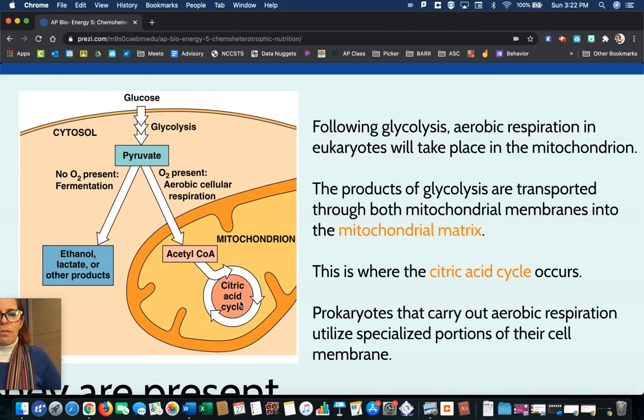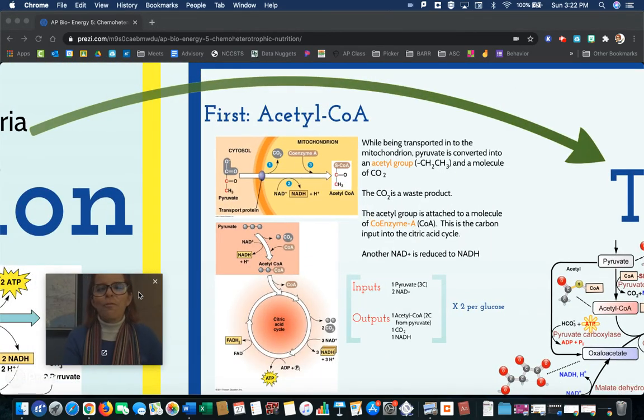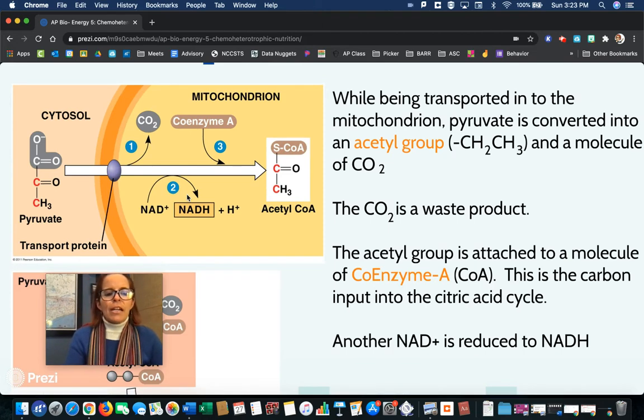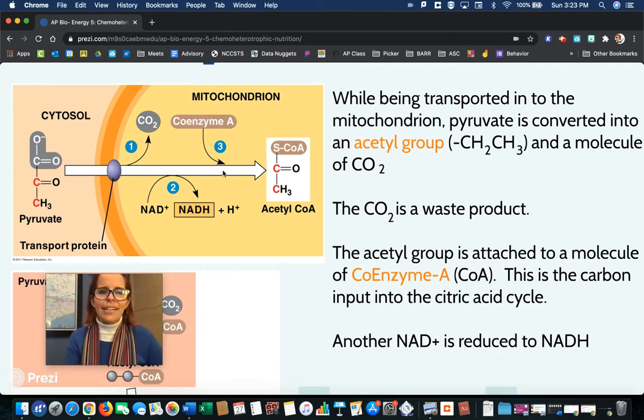All right, moving on. Almost done here. So the first thing that's going to happen is the acetyl-CoA. So let's see if we can close up on that. So here's our pyruvate that was made out in the cytoplasm. It gets transported by a transport protein, although the process does not require ATP. It gets transported into the mitochondria, and in the process, 1 carbon dioxide is released.